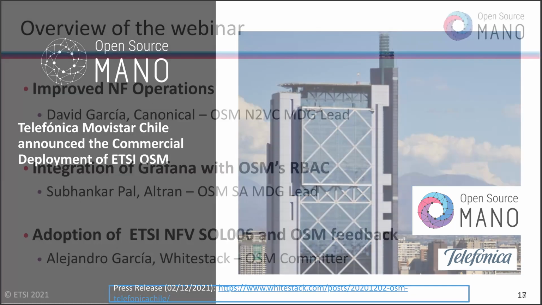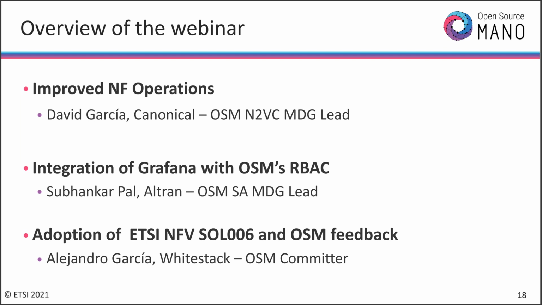Well, so what we'll tell you during this webinar: first, we'll give some time to improve network functions operations. Our colleague David Garcia from Canonical, the leader of the most relevant module to this development, will tell you about these improvements that happen in Release 9. Later on, Subankar Pal from Altran, the module development leader for service assurance in OSM, will tell you about how the integration of Grafana with OSM's RBAC policies has been completed.